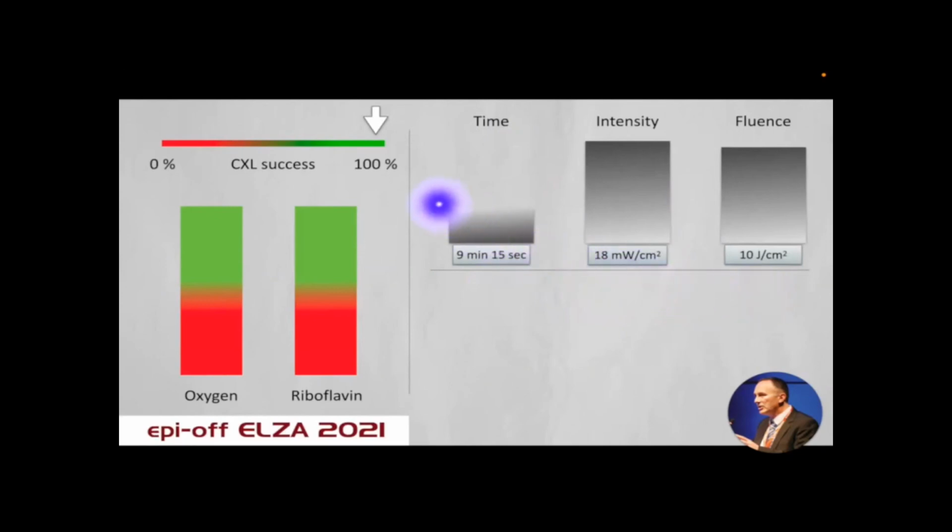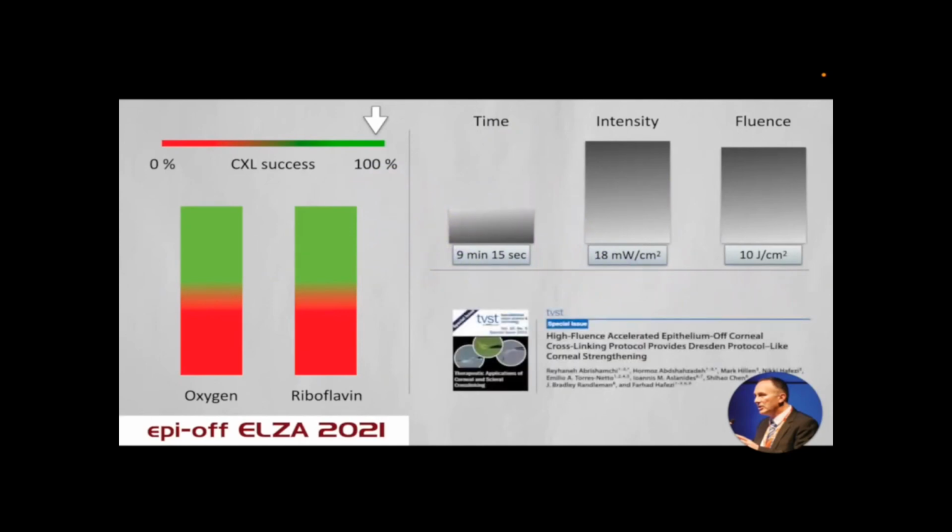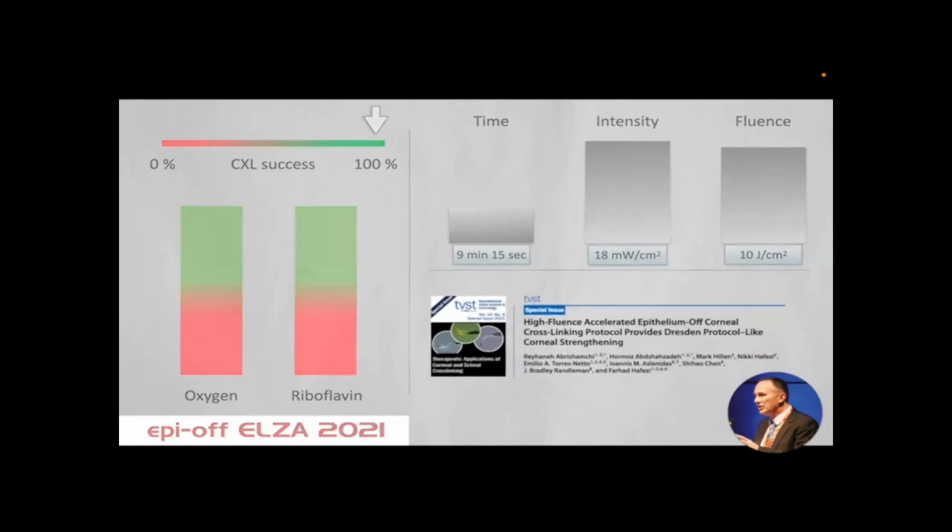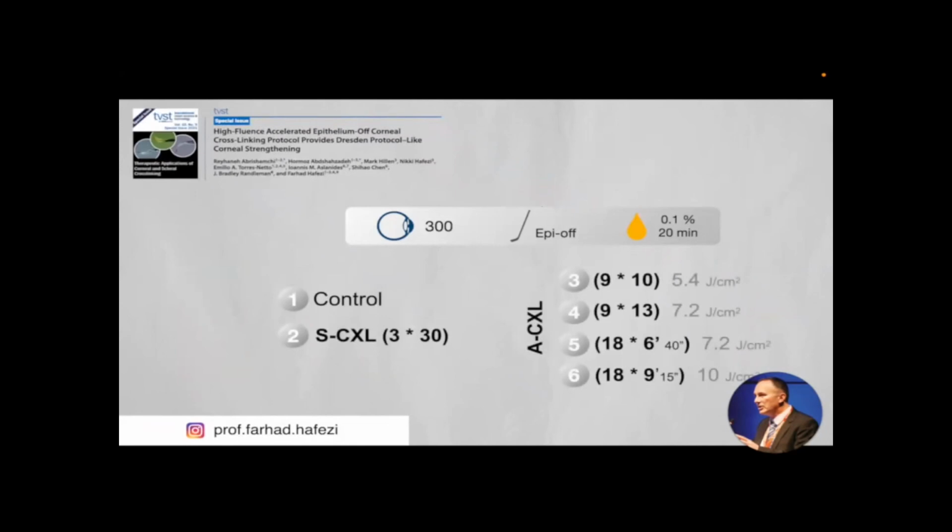And by doing so, we keep the same efficacy because by doing this, we have enough oxygen at this position and the high fluence compensates for the relative lack of oxygen. We published this protocol in TVST in 2021. And what we did is look at a total of 300 eyes ex vivo, all epi-off cross-linking, all using RiboCare 0.1% riboflavin for 20 minutes. And we had control eyes, we had standard cross-linking, and then the various accelerated protocols.